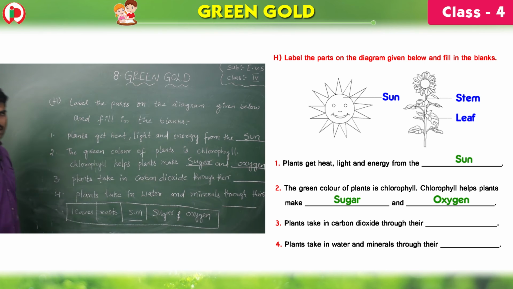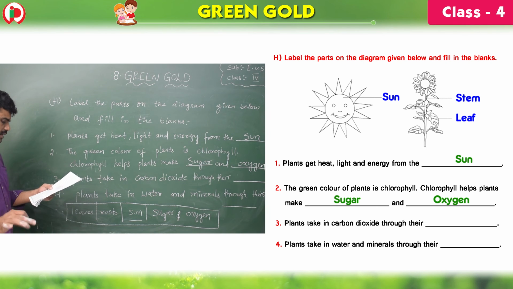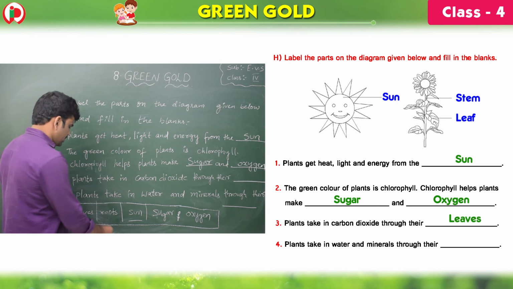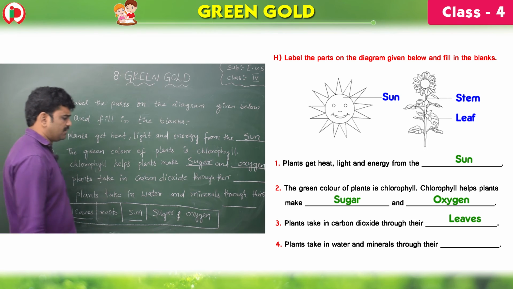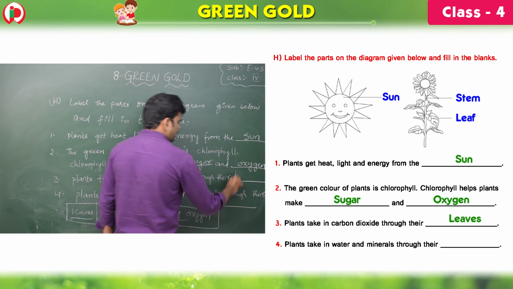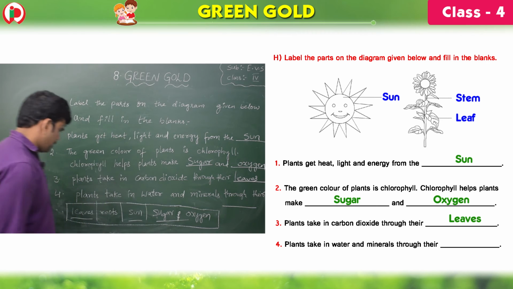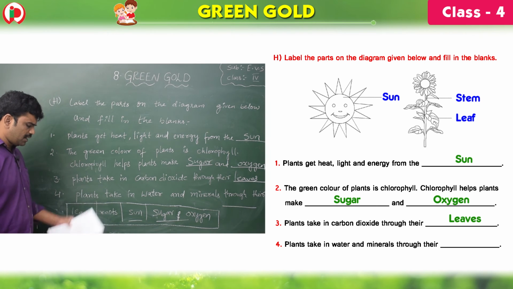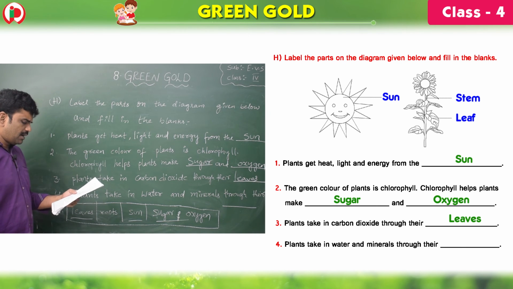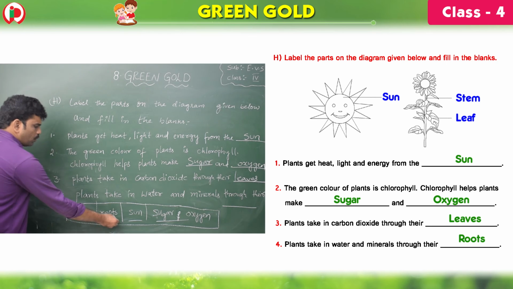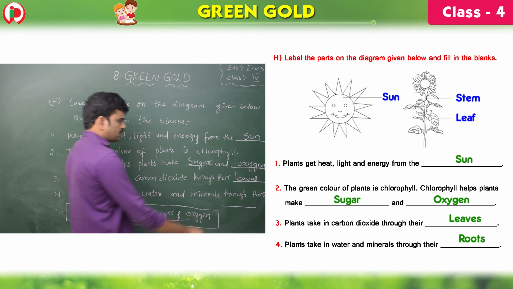So that is the green color part which helps in making food material. Third one. Plants take in carbon dioxide through their leaves, children. What is that answer? Leaves. So through their leaves. And last one. Plants take in water and minerals through their roots. The left out one is only roots, no?